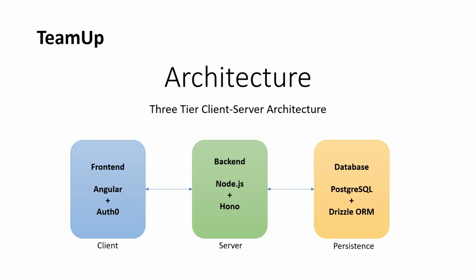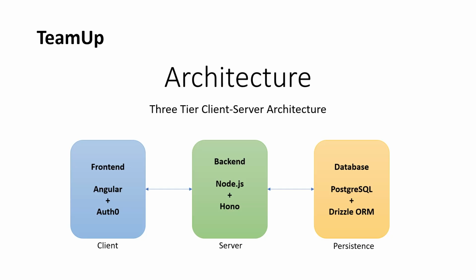I will start with the overall architecture of my project, TeamUp. As you can see here, the system follows a three-tier client-server architecture. On the client side, I have the front end built with Angular and Auth0. In the middle, the server tier is a Node.js backend using Hono, which exposes the API and enforces the business rules. Finally, the persistence tier is a PostgreSQL database accessed through Drizzle ORM. Together, these three tiers implement the full TeamUp system.